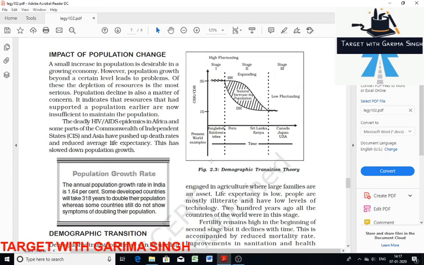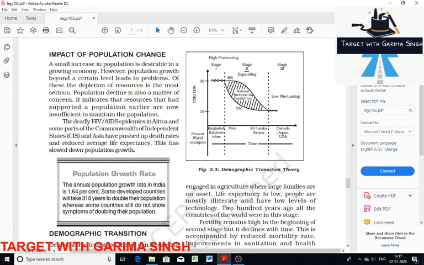In this first stage, this stage is marked by high fertility and high mortality rates, because people reproduce more to compensate for the deaths due to epidemics and variable food supply. People are poor, illiterate, and mostly engaged in agriculture. Life expectancy is low and population growth is slow.